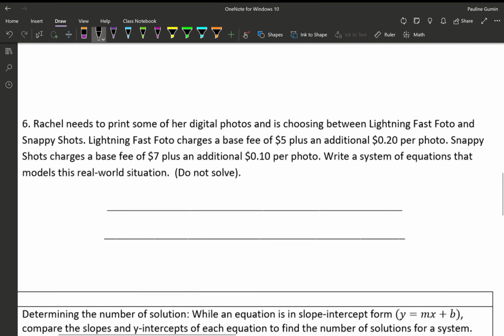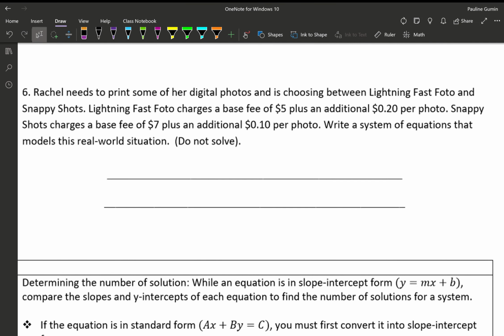Number 6, Rachel needs to print some of her digital photos and is choosing between lightning fast photo and snappy shots. Lightning fast photo charges $5 no matter what, that's their base, plus an additional 20 cents per photo. Snappy shots, on the other hand, charges $7 for a base fee and then an additional 10 cents per photo. Let's write a system.